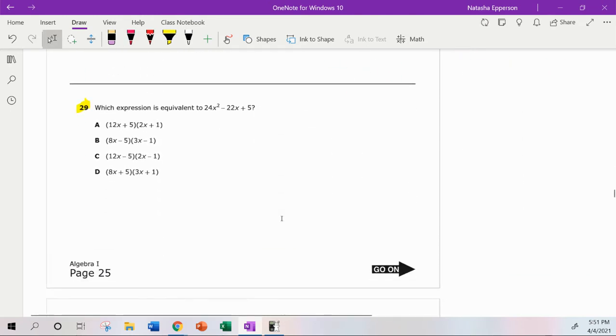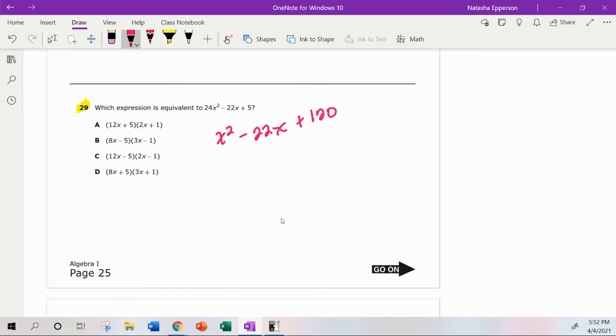Number 29, which expression is equivalent to this standard form? So I know I have factored answers, so I'm going to factor this. Since we're looking at the factored form, we're going to have to do slip and slide. Ooh, this is going to be fun. So this is going to be x squared minus 22x, plus 120, since 5 times 24 gives me 120.